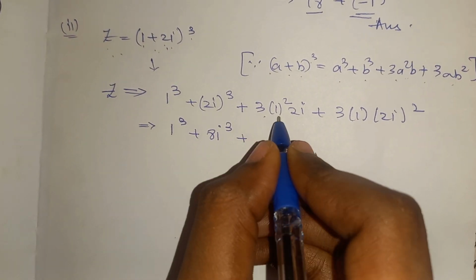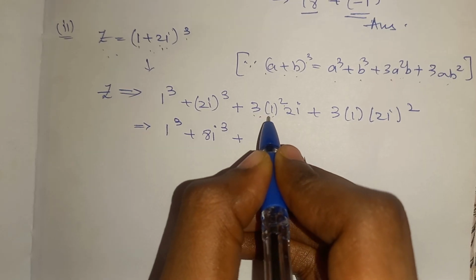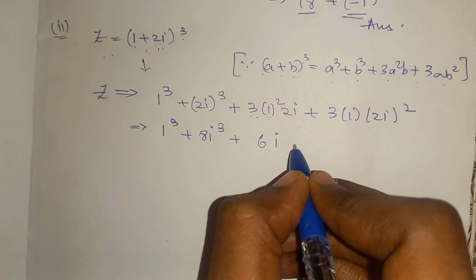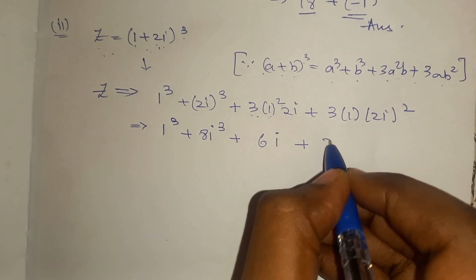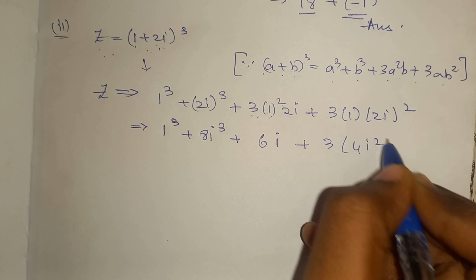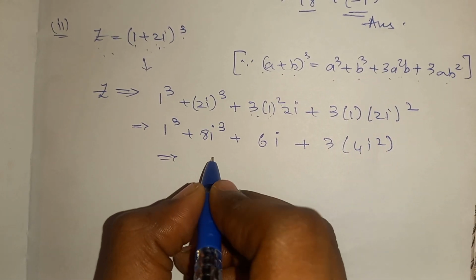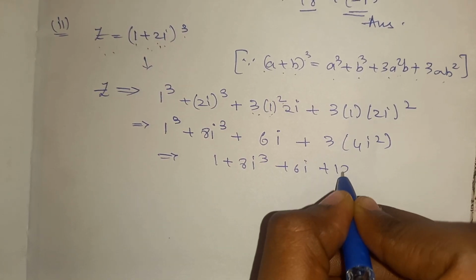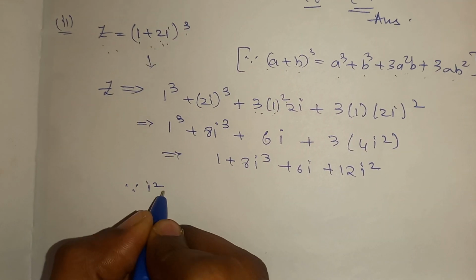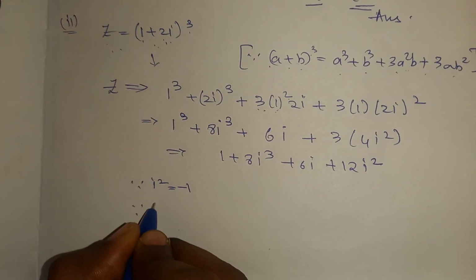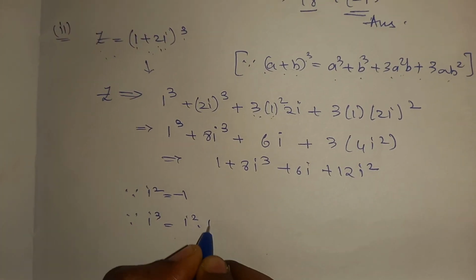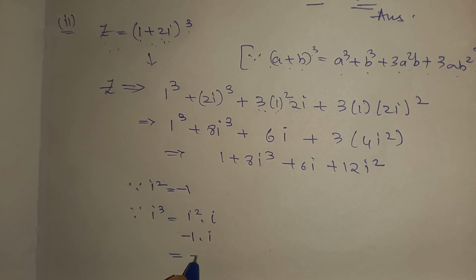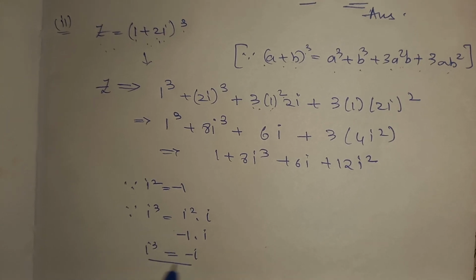plus 3 into 1 square is 1, so 3 into 1 is 3 only, 3 into 2 is 6, so this is 6i plus this is 3 into 4i square. This is equal to nothing but 1 plus 8i cube plus 6i plus 12i square. Since i square is equal to minus 1, and i cube is nothing but i square into i, that is minus 1 into i, which is minus i. So the value of i cube is nothing but minus i.